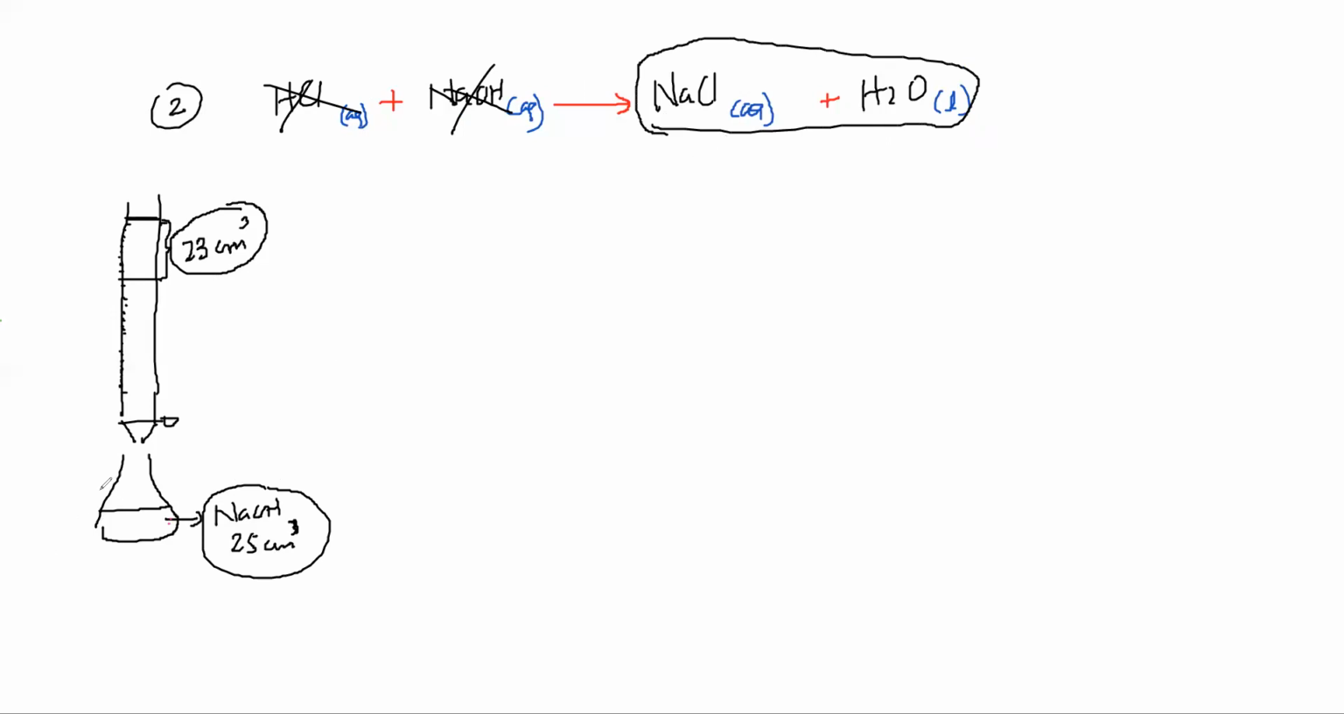So this solution now in the conical flask is a pure sodium chloride solution. It does not have any HCl left over, it does not have any NaOH left over. And now it's same as the previous one. Now what's the next step after this?